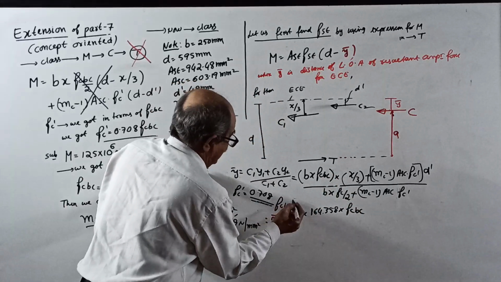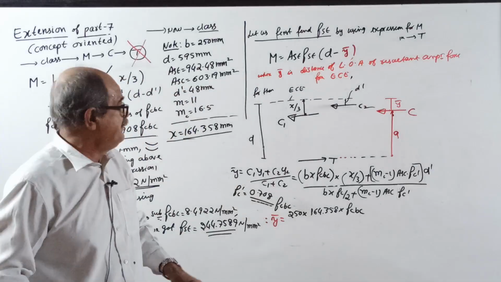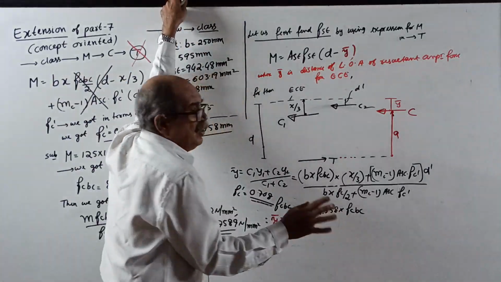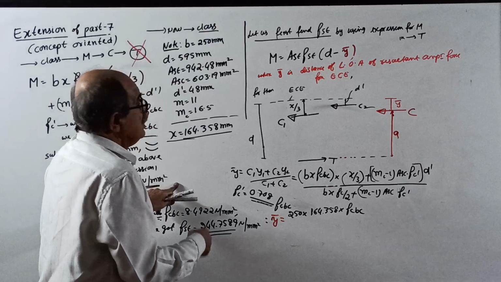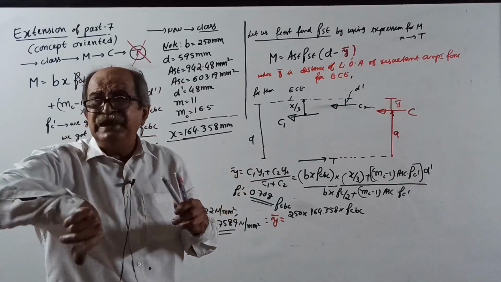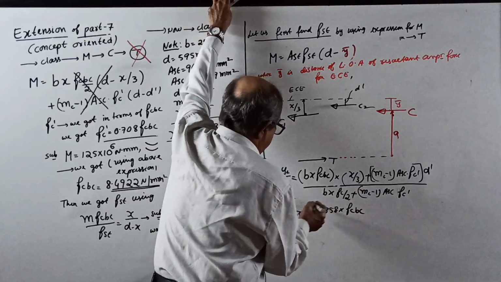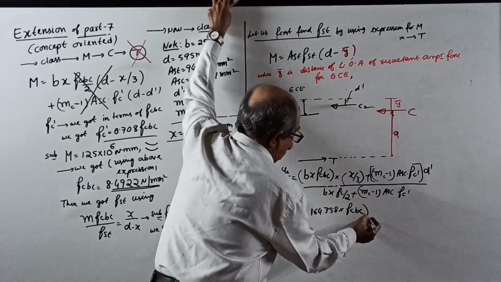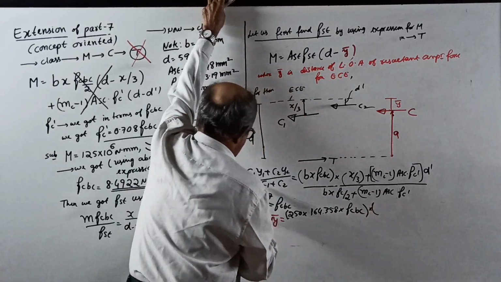Because in earlier years I was using fc. Okay, fcbc, we don't know it. Because if you use that value, why would you want this equation? Instead of finding fcbc first, we find fst first. fcbc, bx fcbc into x by 3.